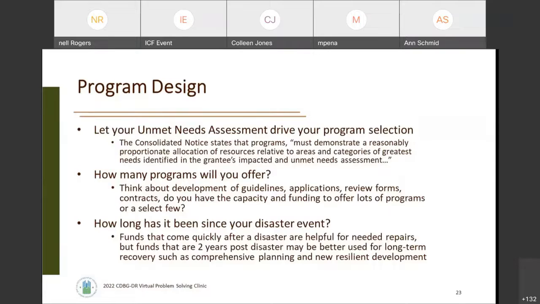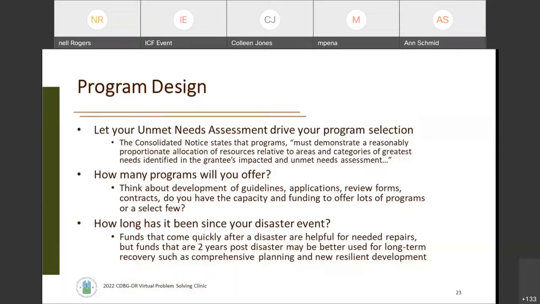The consolidated notice states that programming must demonstrate a reasonably proportionate allocation of resources relative to the areas and categories of greatest needs identified in the grantee's impact and unmet needs assessment. So in prior years, HUD has had language in their notices about primarily serving housing needs first. This has shifted a bit in the most recent notice, and this new language about proportionate allocation is what HUD will be looking for. So it's important to make sure that as you're designing your programs, you're looking at your unmet needs assessment and making sure that you're filling those highest needs first.